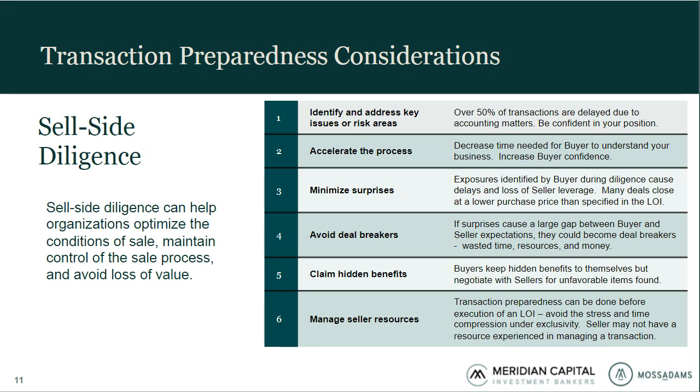And then, more importantly, often if a seller is not experienced with M&A transactions, they might not know all the things that they could be getting benefit for as they're going through the process of evaluation. And if a buyer comes in and does diligence, they're not going to tell you all the favorable things they find. They're just going to present to you any unfavorable items found. So it helps you get ahead of the game and claim hidden benefits in the valuation of your company.